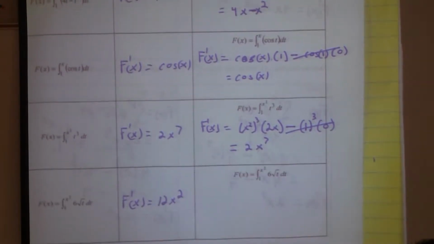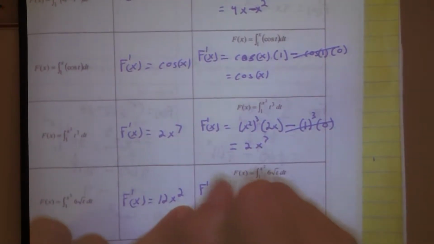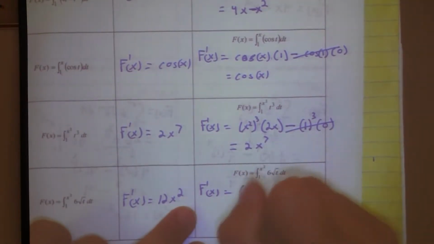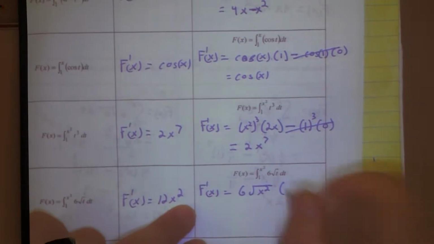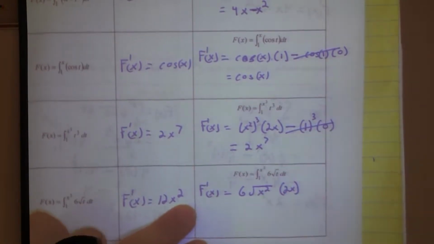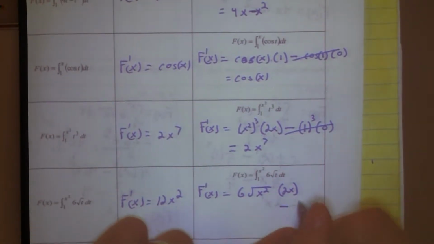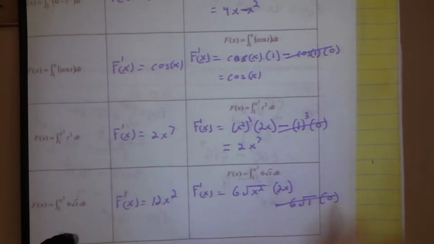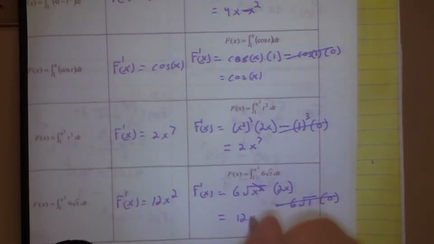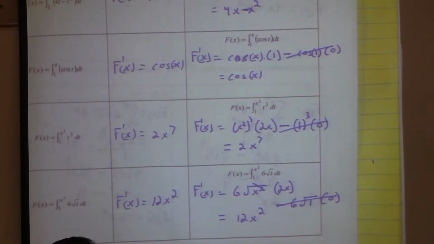Alright, and the last one. Let's get the derivative of that integral. So 6 times the square root of x squared times 2x, right? Minus 6 square root of 1 times 0. That part goes away. We should be left with 12x squared. Cool?